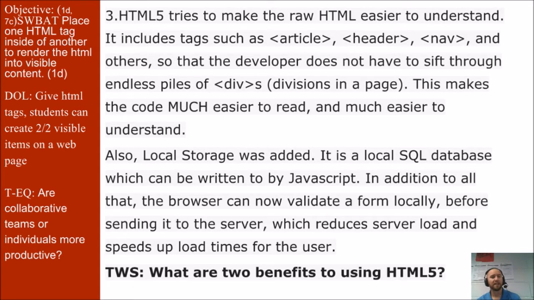Number 3, HTML5 tries to make the raw HTML easier to understand. It includes tags such as article, header, and nav, and others so that the developer does not have to sift through endless piles of divs, that is, divisions in a page. This makes the code much easier to read and much easier to understand.